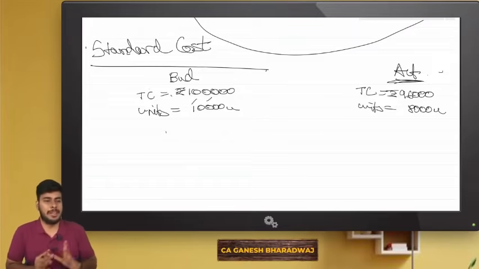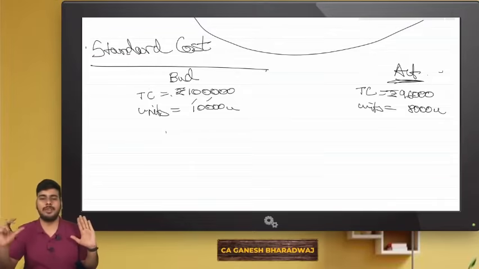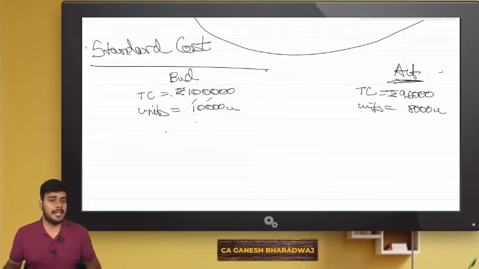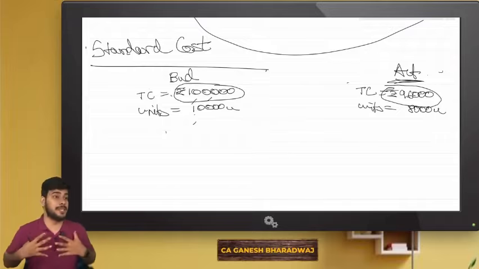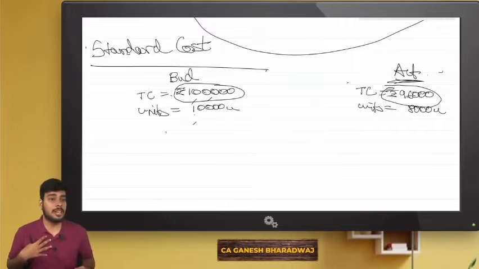Fine. Now the budgeted cost is 1 lakh, budget units is 10,000. The actual cost is 96,000, actual units is 8,000 units. Clear with this? Now, can I say that this guy was supposed to spend 1 lakh rupees, he has actually spent only 96,000, so 4,000 rupees he has saved for the company? Correct or not?